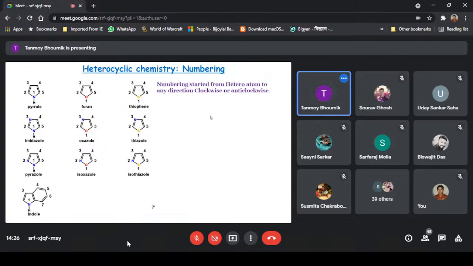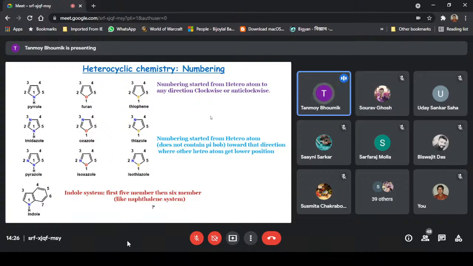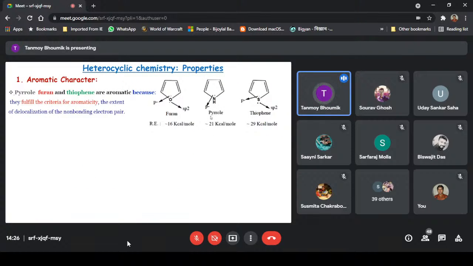Now, numbering starts for these heterocycles either clockwise or anti-clockwise. Numbering starts from the heteroatom that does not contain any pi bond, and the direction toward the heteroatom always gets the lower positions. In the indole system, first the 5-member ring and then the 6-member ring is numbered, similar to the naphthalene system. And here are some properties of these heterocyclic compounds.